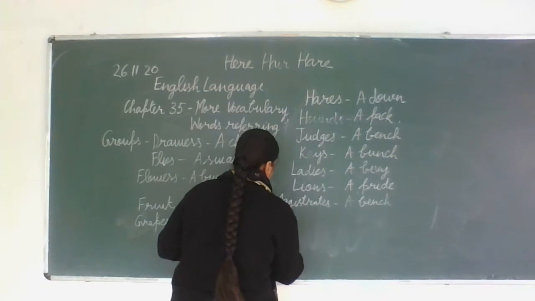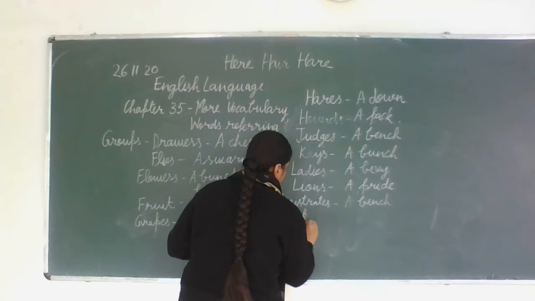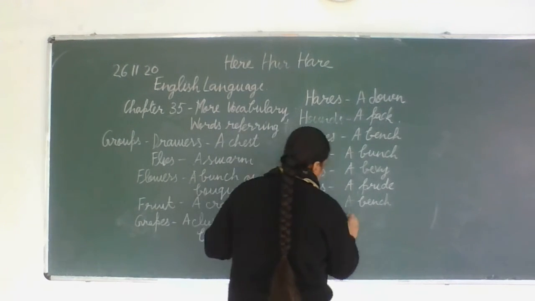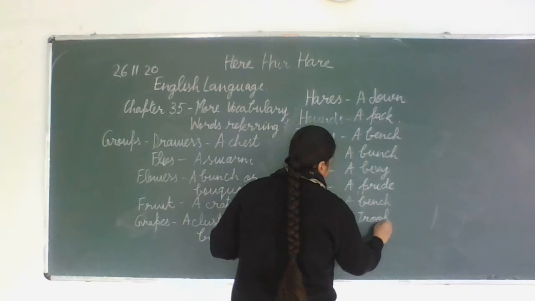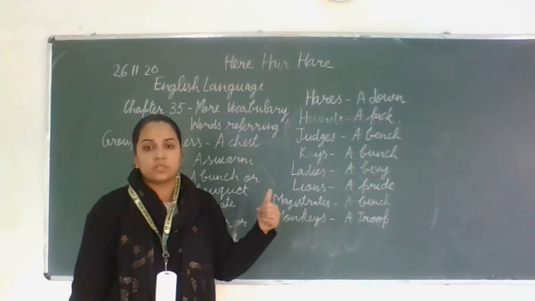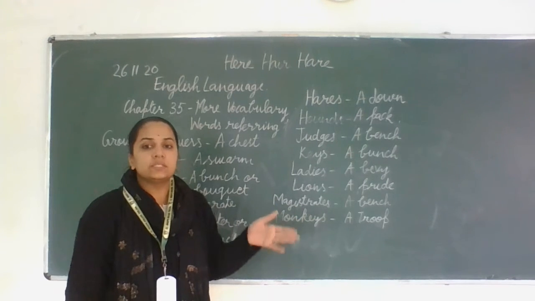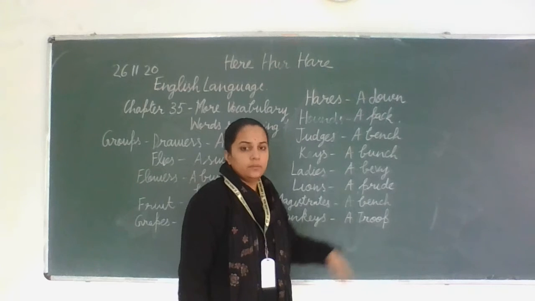Monkeys. A group of monkeys is known as a troop. T-R-O-O-P. Don't be confused. This is troop, and the one that we use for actors or the artists, that was T-R-O-U-P. Here it is T-R-O-O-P.